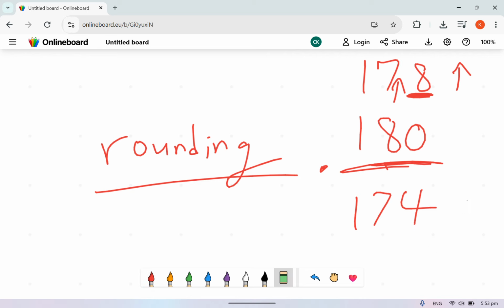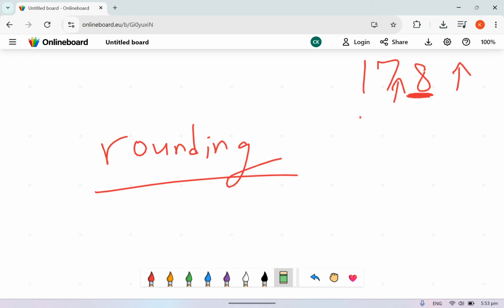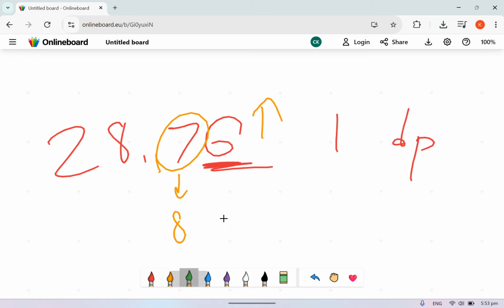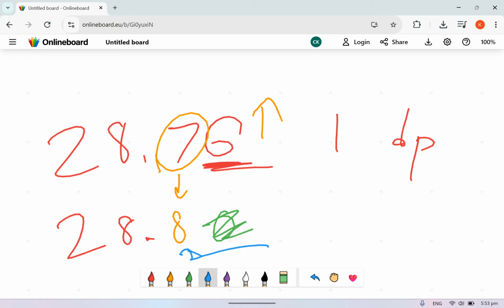Now, I'm pretty sure you have also heard of rounding to a certain number of decimal places. Decimal places, not decimal points. Like, if I wanted to round 28.76 to 1 decimal place, I would see this is above 5, so this changes to 8. This becomes 0, but of course you don't show it. It'll be 28.8. So now you can see there's only one decimal place.